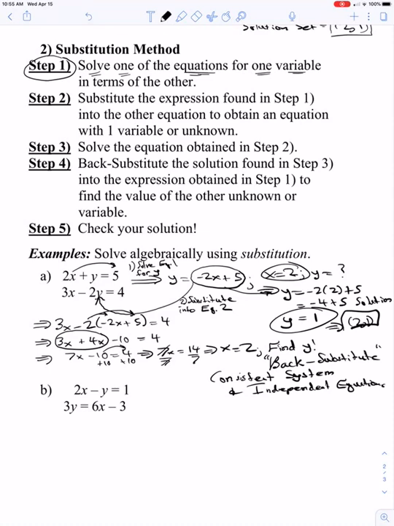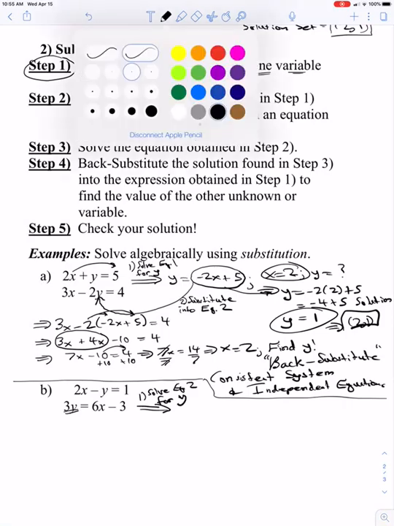All right, let's do another one. Let's do one more with substitution method. So here in example B, we've got 2x minus y equals 1 and 3y equals 6x minus 3. So as we're solving, just to be different, I'm going to pick equation 2 this time. So my first step, I'm going to solve equation 2, and you can pick x or y, but it's definitely easier to solve for y. So let's go ahead and do that.